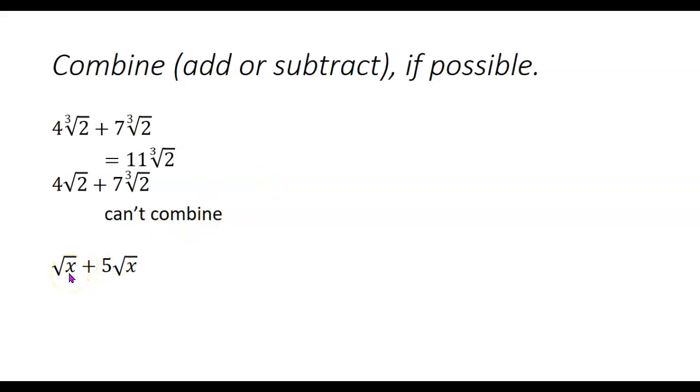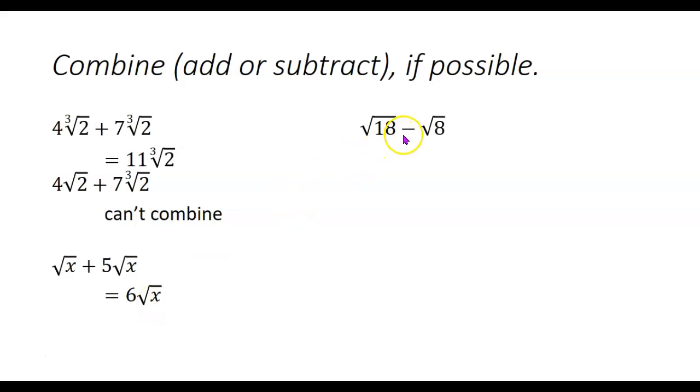What about the square root of x plus 5 times the square root of x? Are those like radicals? Are the radical parts the same? Yes, they are. So we can combine them into just one term that involves the square root of x. And what's the coefficient? 1 plus 5 gives us 6. So 1 times the square root of x plus 5 root x combine to give us 6 times the square root of x.